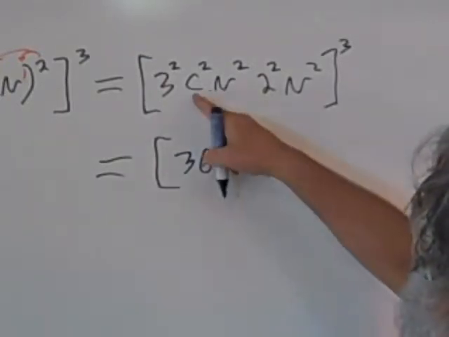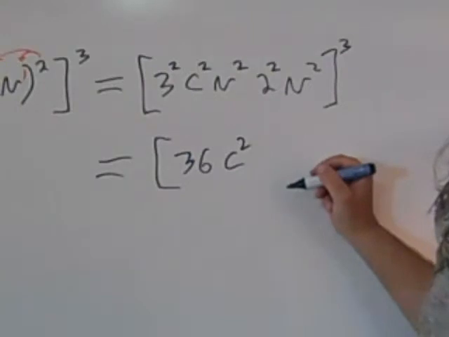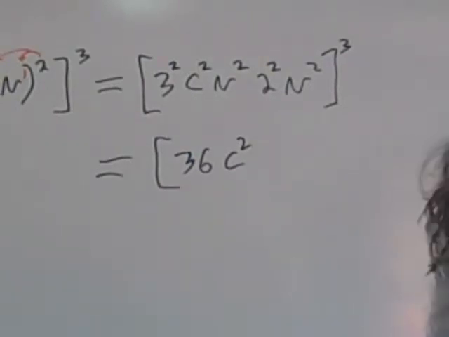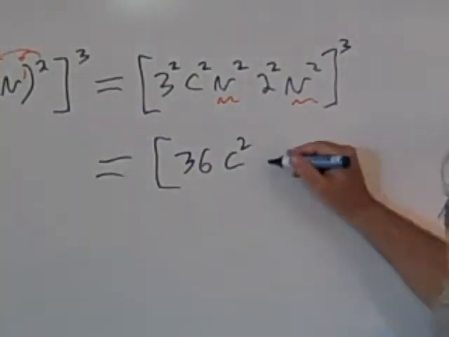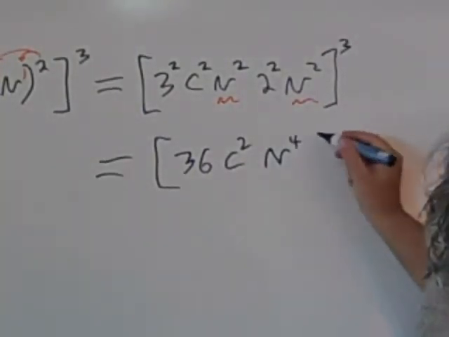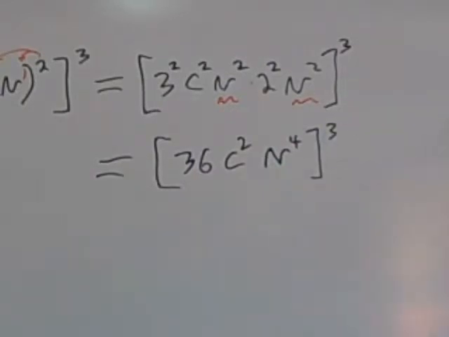Then we have c, only one c, so it's c squared. But in the v department, we've got a v squared here and a v squared there. V squared times v squared is v to the fourth power. Then all of this is raised to the third power.